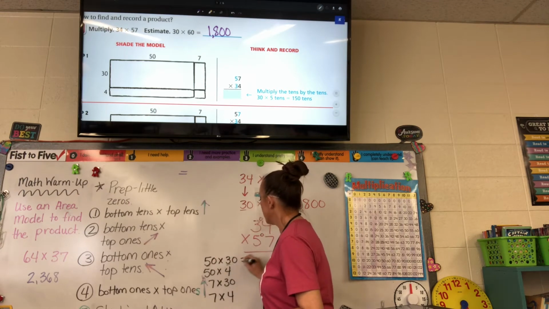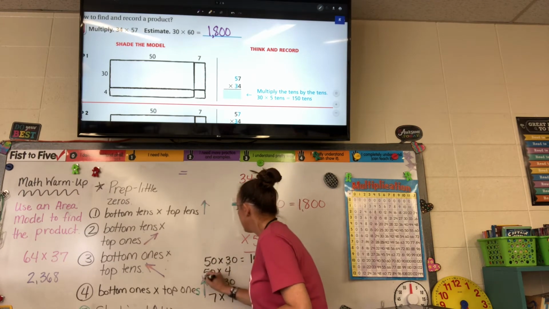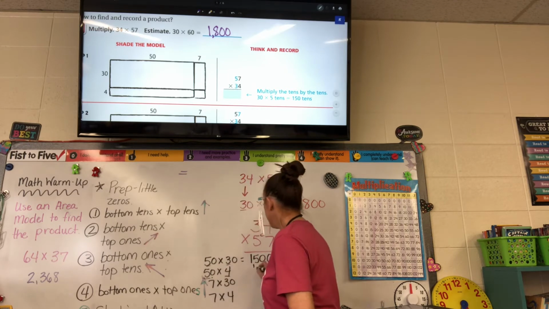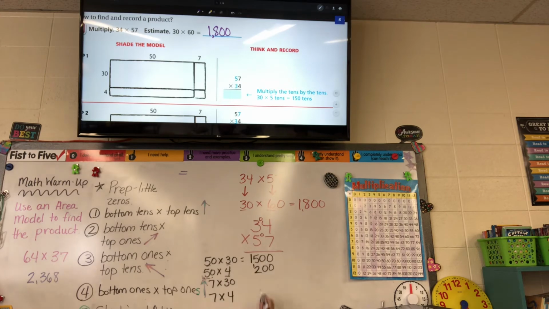5 times 3 is 15 with 2 zeros behind it. 5 times 4 is 20 with 1 zero behind it, so that would be 200. 7 times 3 is 21 with 1 zero behind it, so 210. 7 times 4 is 28. Then we, of course, what Mrs. Peterson always says, we stack them and add them.